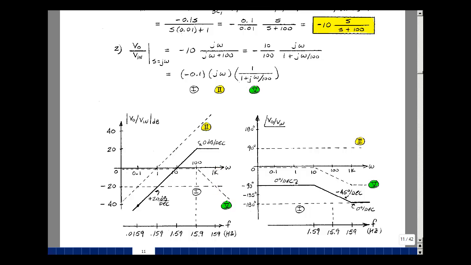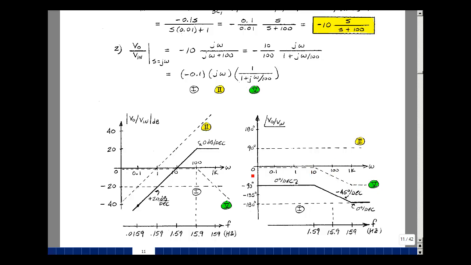For the angles, I have j omega, which has an angle of 90 degrees. The minus sign here I could show as a plus 180 or a minus 180. I'll pick minus 180. And then lastly, the form 5, we're down 45 degrees at 100 radians per second. And then we're down 90 degrees at 1 decade higher. And then if you go 1 decade back, we're at 0.